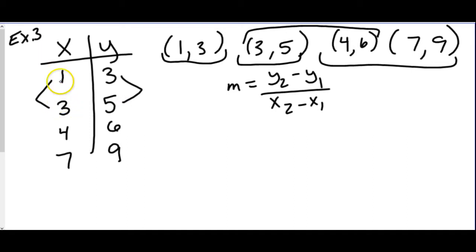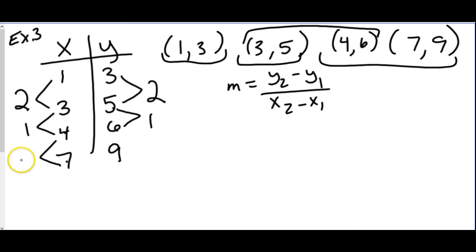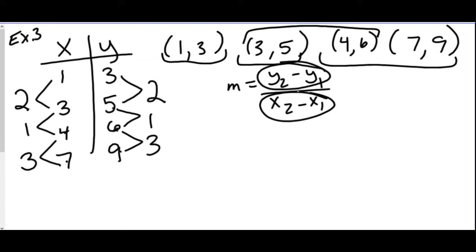subtract them. 3 minus 1 is 2. 5 minus 3 is 2. Then we do it again. 4 minus 3 is 1. 6 minus 5 is 1. Then we do it again. 7 minus 4 is 3. 9 minus 6 is 3. So we just did all of our y2 minus y1s and all of our x2 minus x1s. We just did them all grouped together.